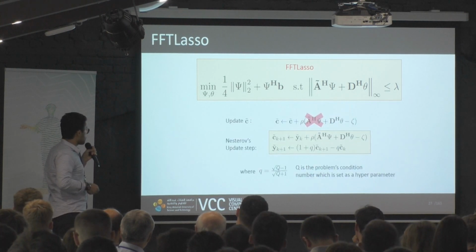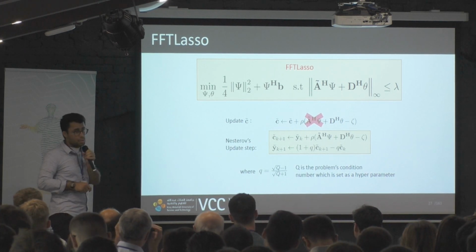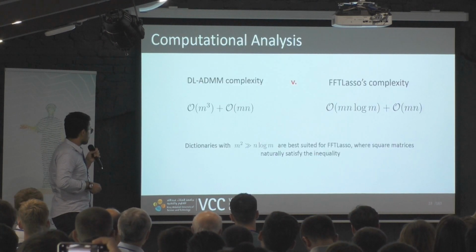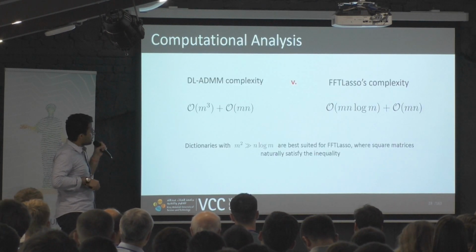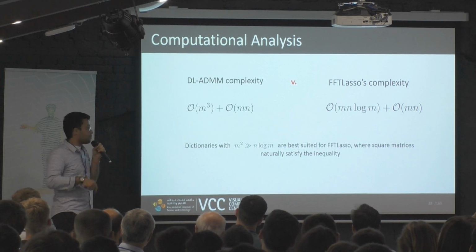Okay, so what we do as well for the dual ascent step is we apply a Nesterov-like update to the dual variables in order to speed up the convergence. And this is the overall complexity. So if you apply ADMM to the dual of the lasso problem, you have a complexity of around m cubed, where m is the number of rows.